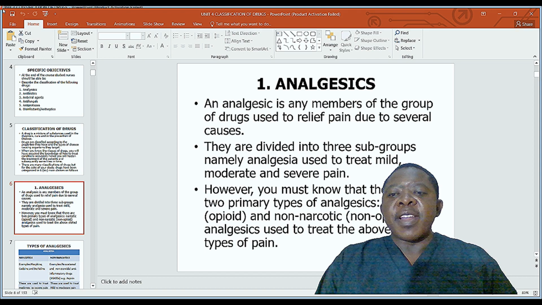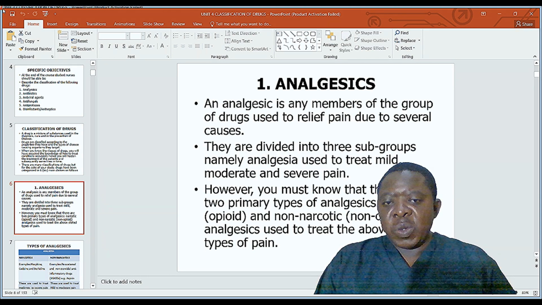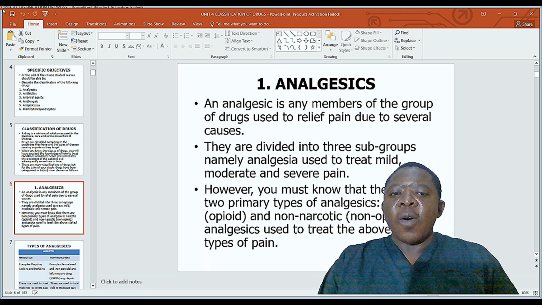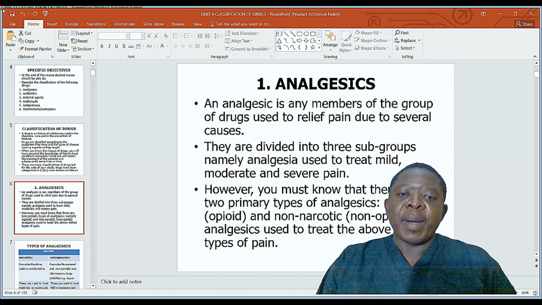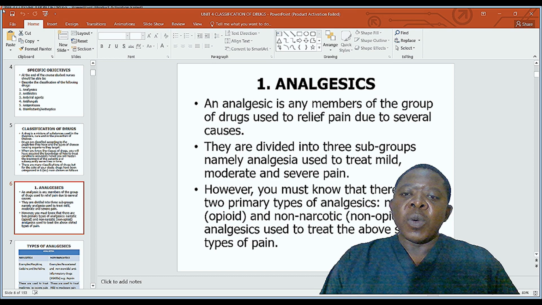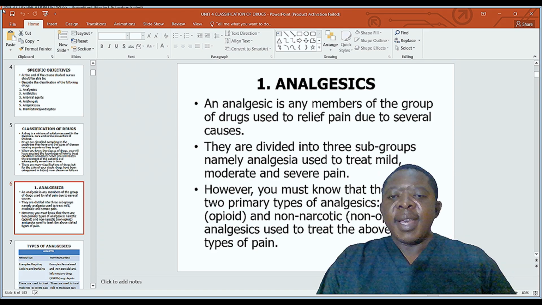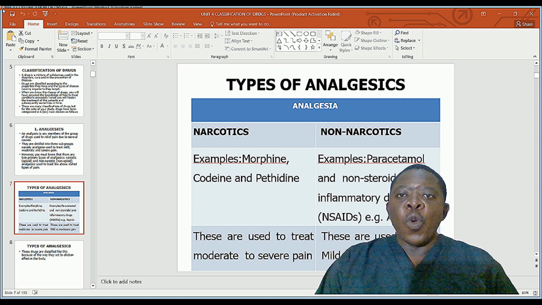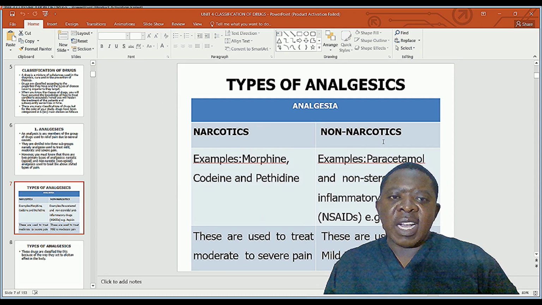However, you must know that there are two primary types of analgesia. We have narcotics, which are opioid-based analgesic drugs. And then we have non-narcotics or non-opioid drugs. These are analgesics that are used to treat the above types of pain. Mostly when you're talking of non-opioids, you are talking of non-steroidal anti-inflammatory drugs or NSAIDs. So types of analgesia: we have narcotics and we have non-narcotics.